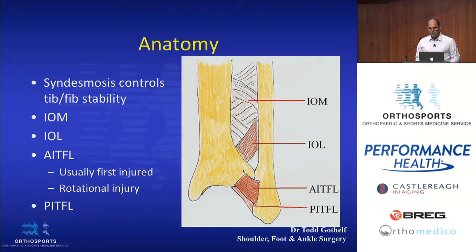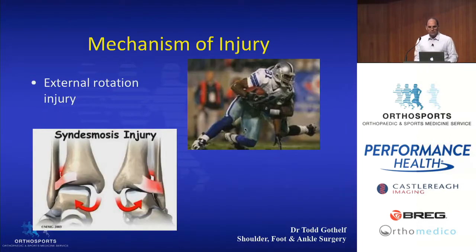If you keep those in mind, when you're doing your physical exam, this is where you palpate to find tenderness after an ankle sprain. It's an external rotation injury that usually causes a syndesmosis sprain. You can see that the first ligament to be stretched is the AITFL, and then the PITFL, and notice that when this happens, the deltoid ligament also gets injured.